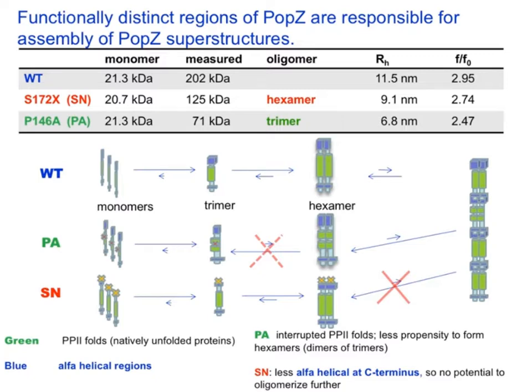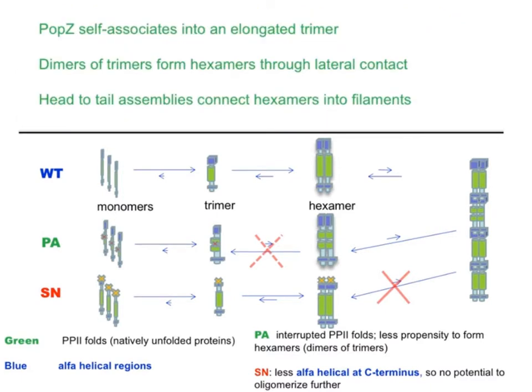So at the concentration where the wild-type protein forms higher-order oligomers, the SN deletion mutant remains hexameric, confirming that the final 6 amino acids at the C-terminus of PopZ are necessary for connecting the hexamers into filaments through head-to-tail assembly. While the PA mutant is deficient in hexamer assembly, it is still capable of forming filaments.